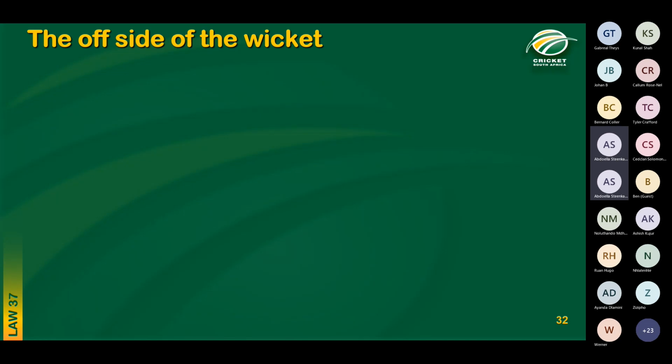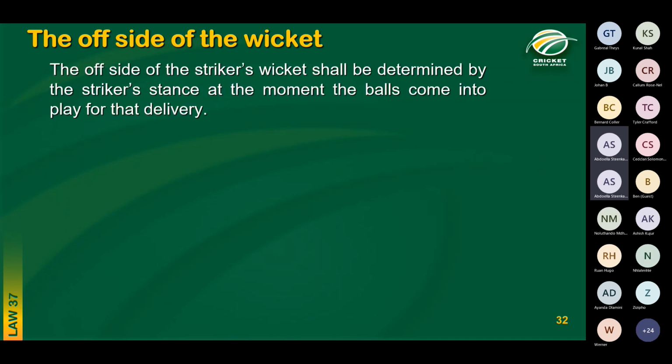We do find switch hits, where a striker switch hitting initially, as the bowler's running up, let's say starting off as a right-hander and then switching and now being a left-handed batter. So now, which do you consider the offside of the striker's wicket? This is important when it comes to the LBW appeal. You need to know which is the offside and which is the leg side of the striker. The law guides us. Let's see what the law tells us.